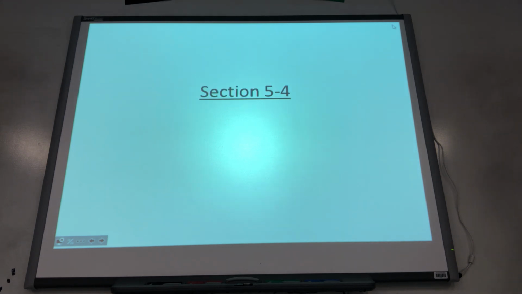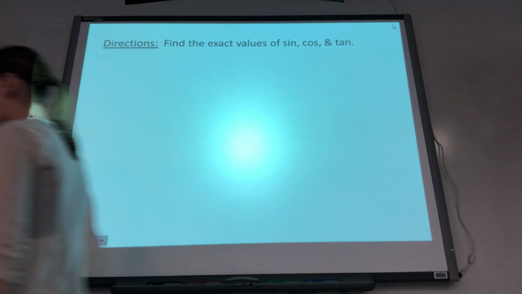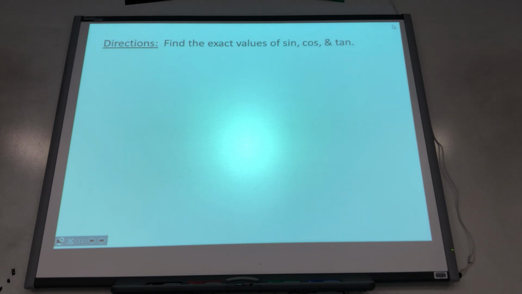All right, that's good from 5.3, I think. Moving on to section 5.4. We are only doing one example from this section, but it's in a few parts, which is why we're probably only going to do one. It says find the exact values of sine, cosine, and tangent. Find exact values of sine, cosine, and tangent.